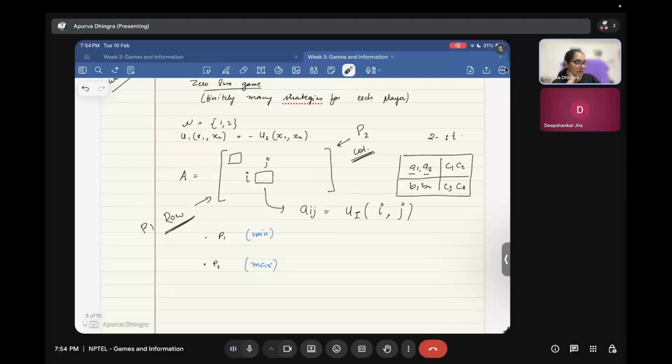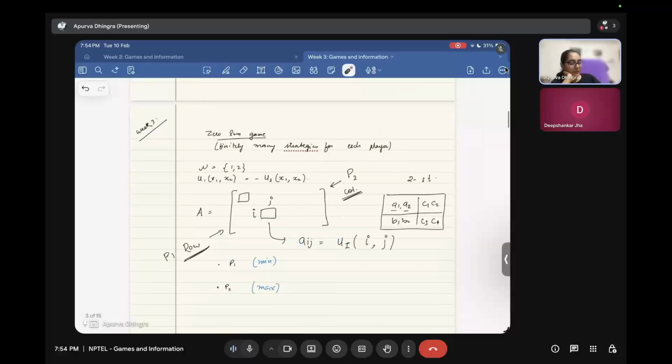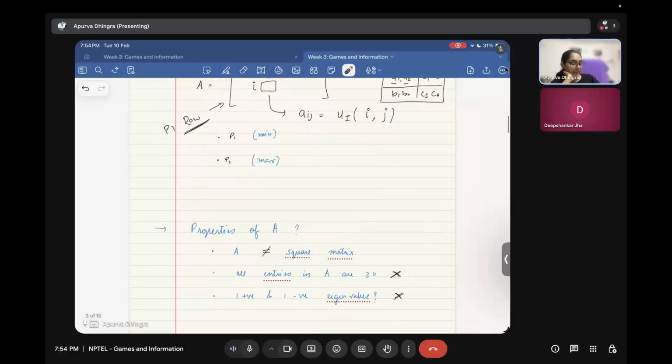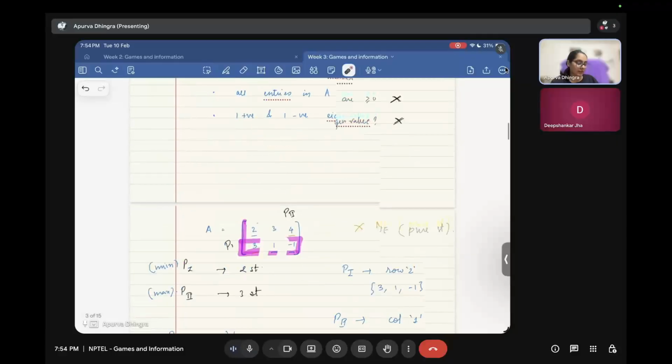We commonly take the convention where player 1 is minimizing and player 2 is maximizing. Keep this in mind, otherwise you will get confused in assignment questions. I've been repeating that a lot of the times. Then we know that there are no properties of this kind, at least, on the matrix A. Matrix A can have any number of rows or columns, and the entries don't have to be positive or negative, they can be anything.